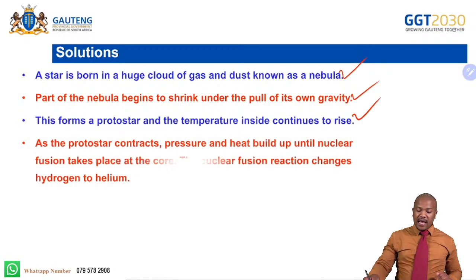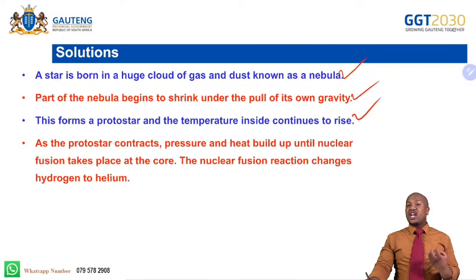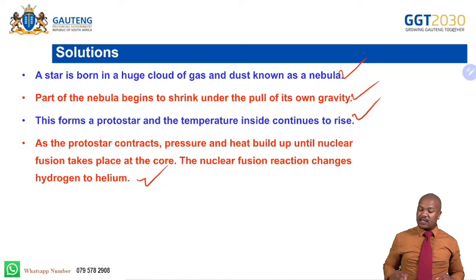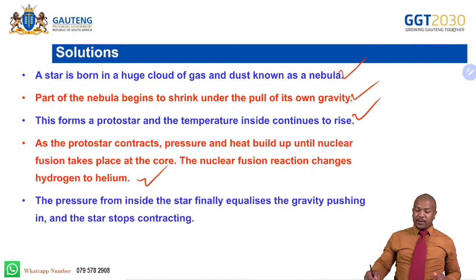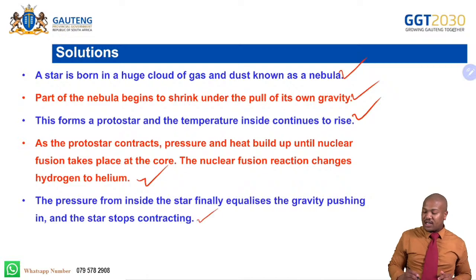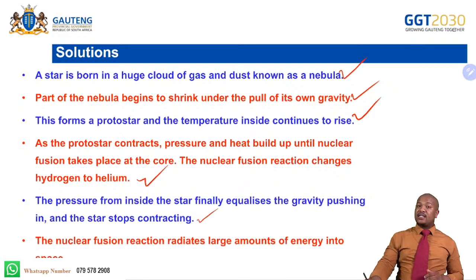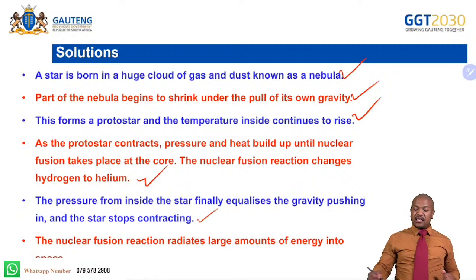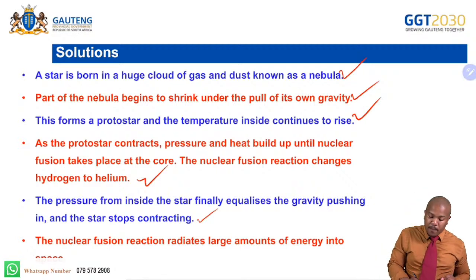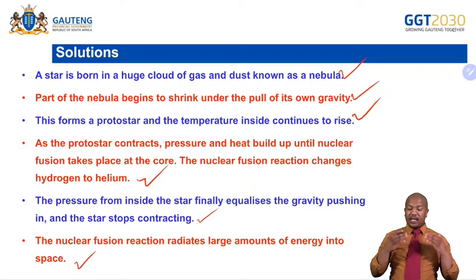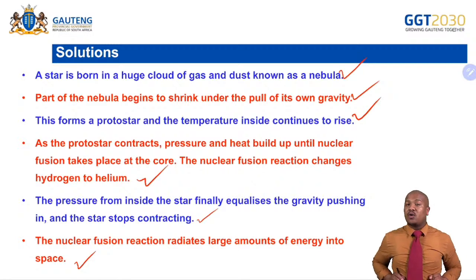As the protostar contracts, pressure and heat build up until nuclear fusion takes place at the core. The nuclear fusion reaction changes hydrogen to helium, as we have said. The pressure from inside the star finally equalizes the gravity pushing in, and the star stops contracting. And lastly, the nuclear fusion reaction radiates large amounts of energy into space. Now, let's take a quick 2 minutes to copy down the corrections.